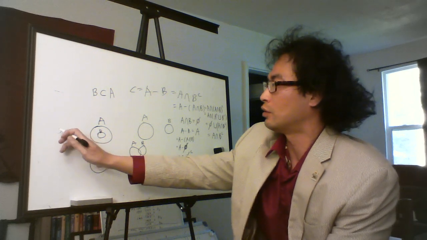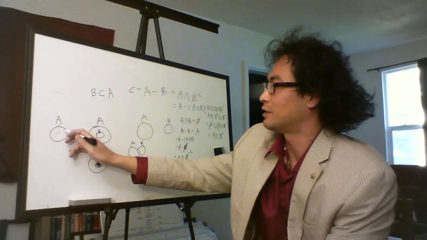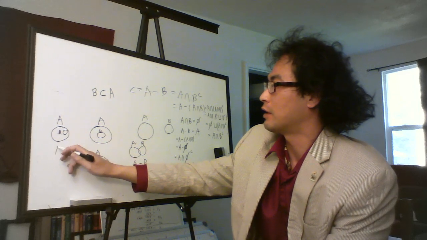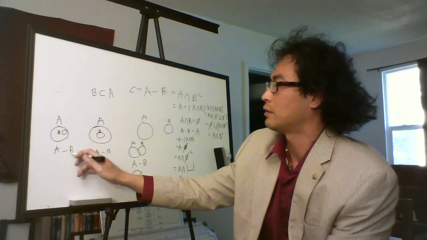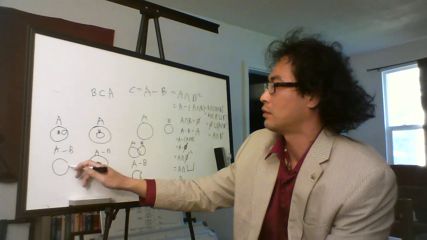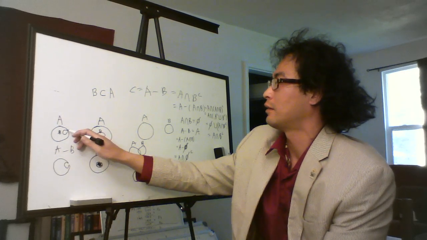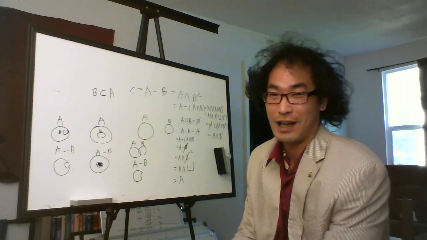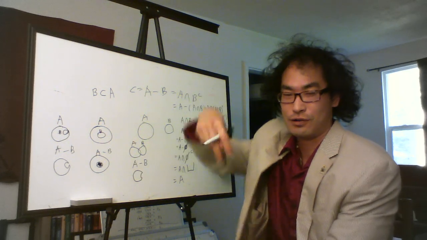Well, another topologically equivalent way of seeing this is A, and B is right here. What is A minus B? You got the concept, right? You subtract B. You just cut it out with scissors.